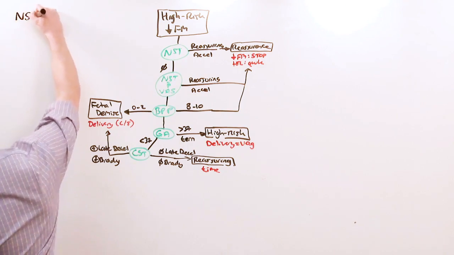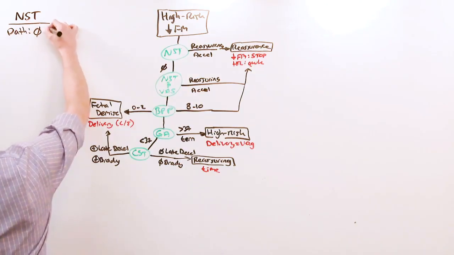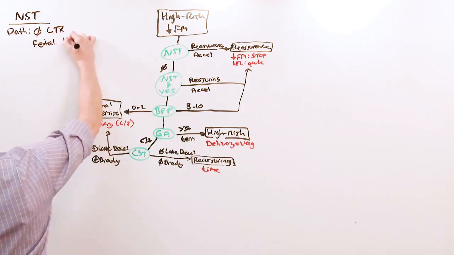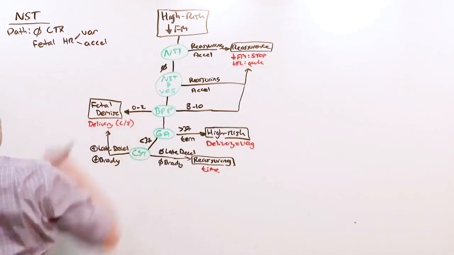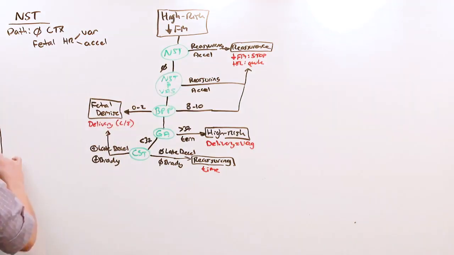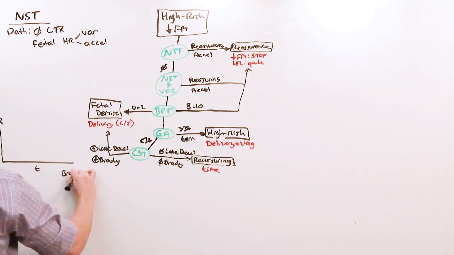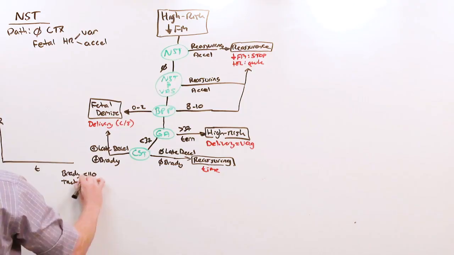The non-stress test is non-stress because there are no contractions. And what you're looking at is fetal heart rate. And what you want to know about is variability and accelerations. What does that mean? This graph is going to represent the heart rate on the left and time on the bottom. Fetal bradycardia is less than 110, and tachycardia is greater than 160.